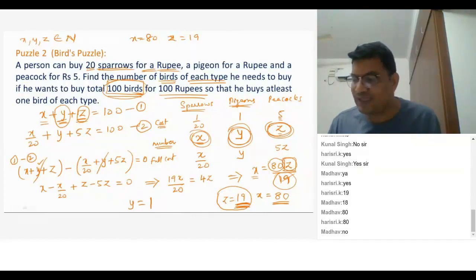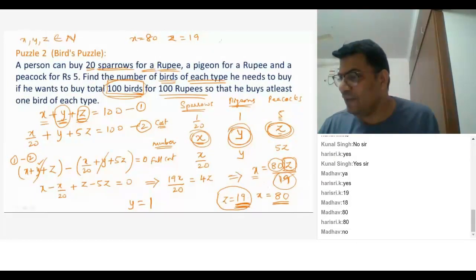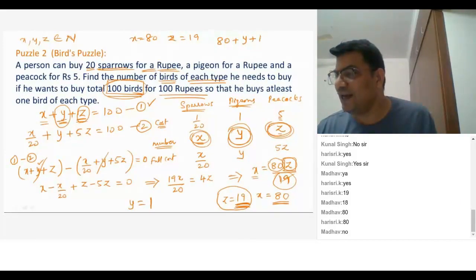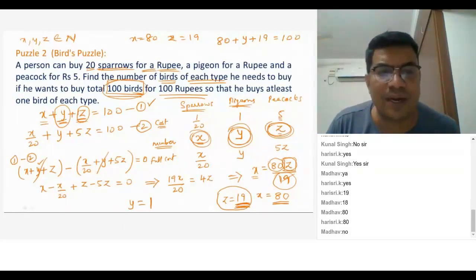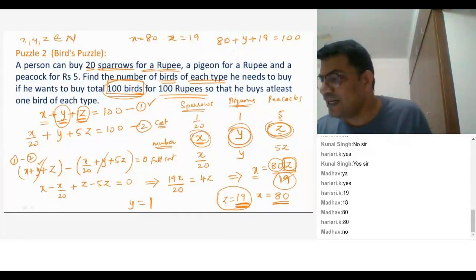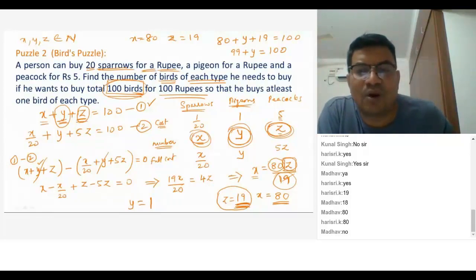And you know x plus y plus z is 100. You don't know the value of y, but you know x. Put the value of x. 80 plus y plus 19 should be equal to 100. The sum of the birds should be equal to 100. So 80 plus 19 is 99. 99 plus y is equal to 100. Now tell me the value of y. If 99 plus y is 100, what will be the value of y?